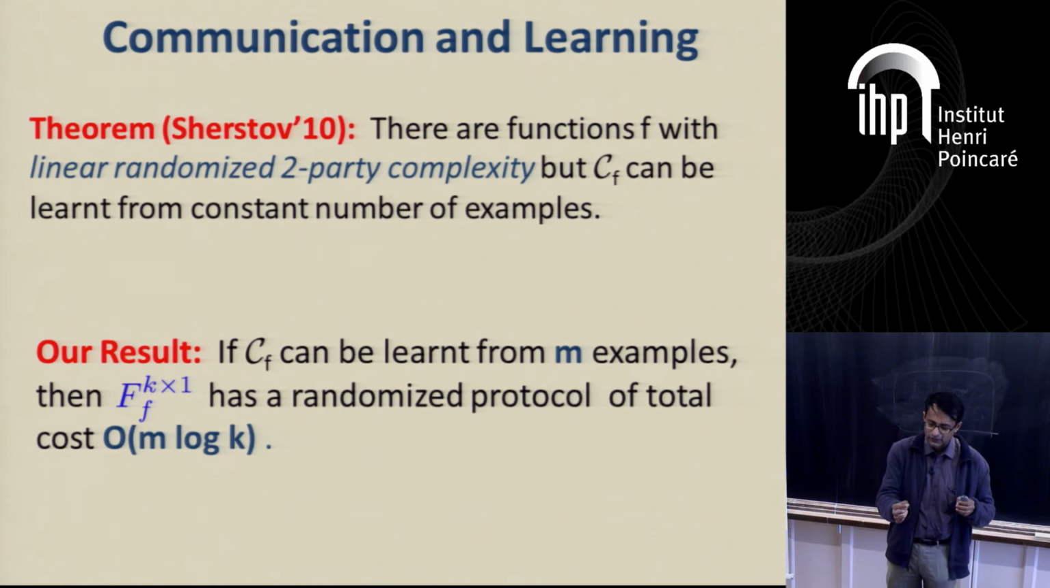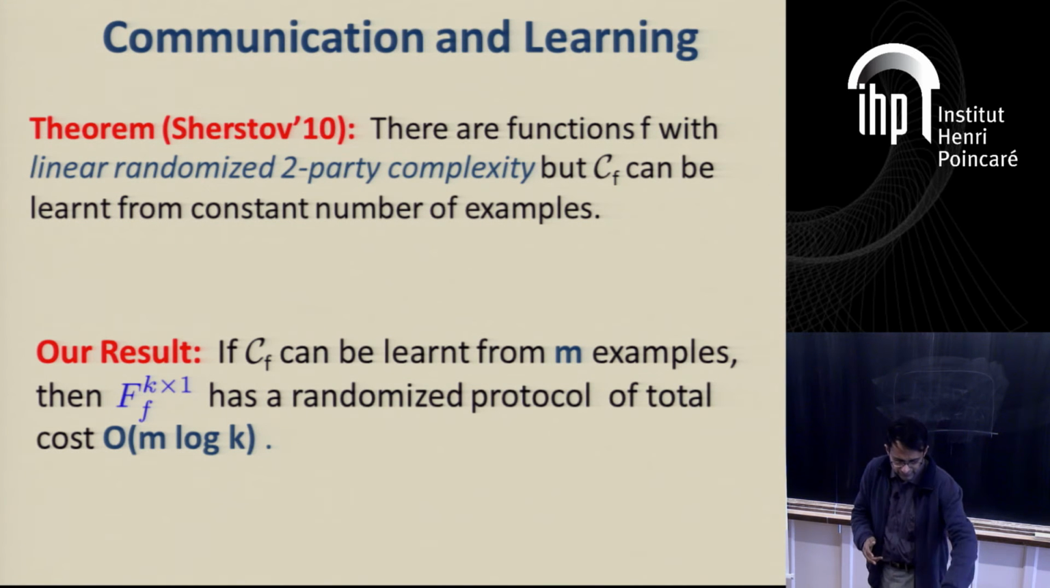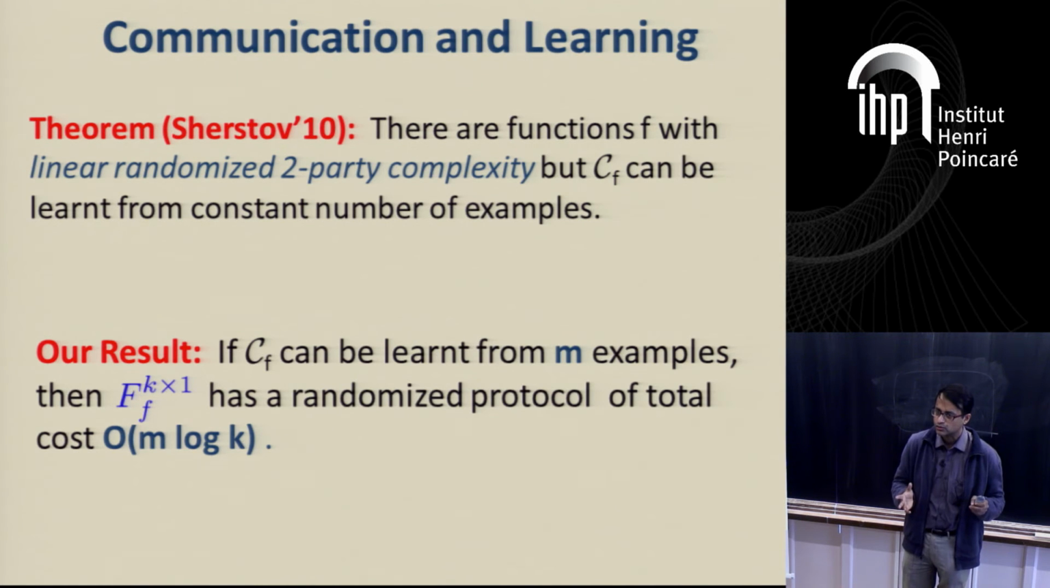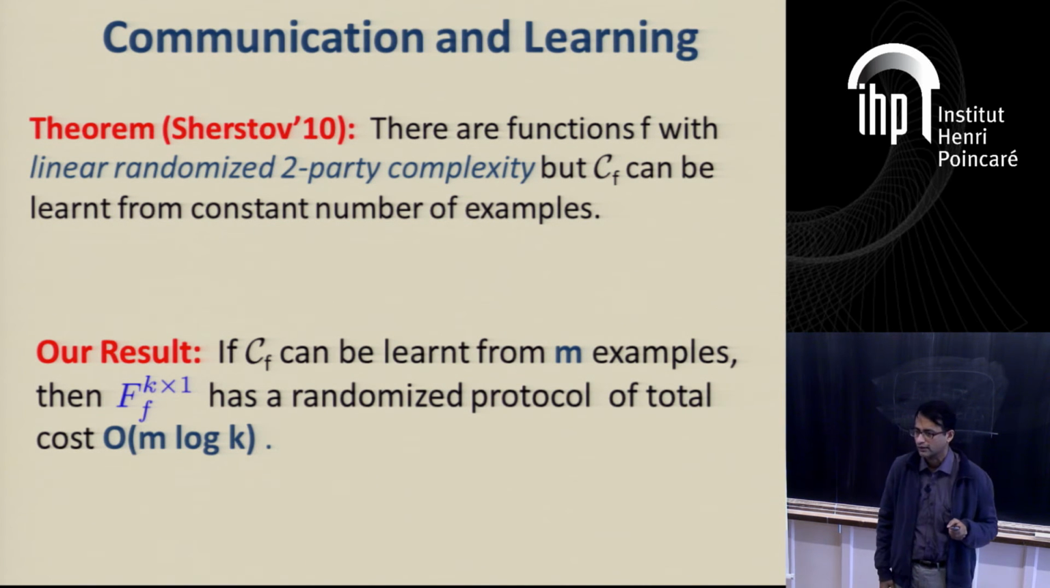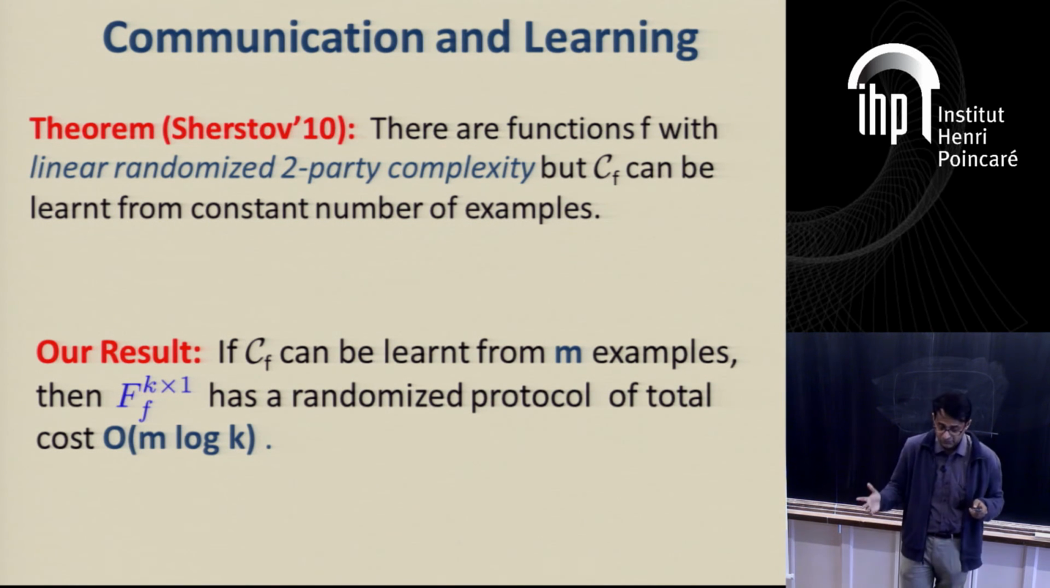Okay, so for example, if m is constant, the total cost would be order log k, right? But if you combine this result with the theorem of Sherstov, then it already shows that there is a function whose two-party complexity is very high, as high as it can be, like set disjointness. However, in the advice model, its complexity drops down to order log k, right? And that completely kills the strong form of Patrascu's conjecture.